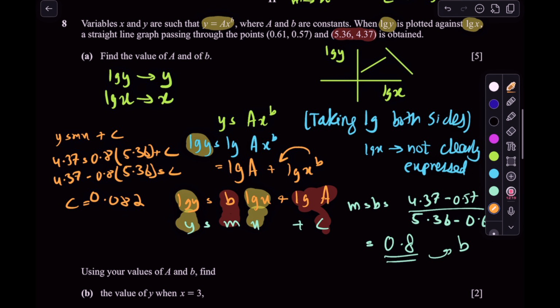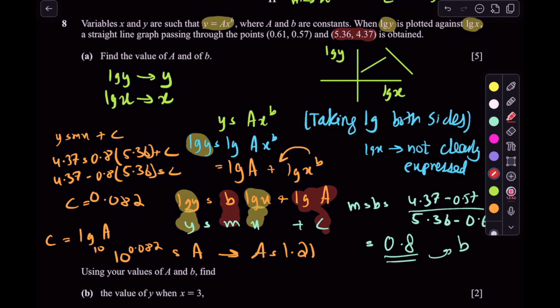0.082. And since my c is equal to lg a, so log with the base of 10, or 10 raised to the power of 0.082 equals a. And so my a is, oh no, yes. So my a becomes 1.21. So my final answer, let me highlight it for you to clearly see. It's 1.21 as a, and b is 0.8.